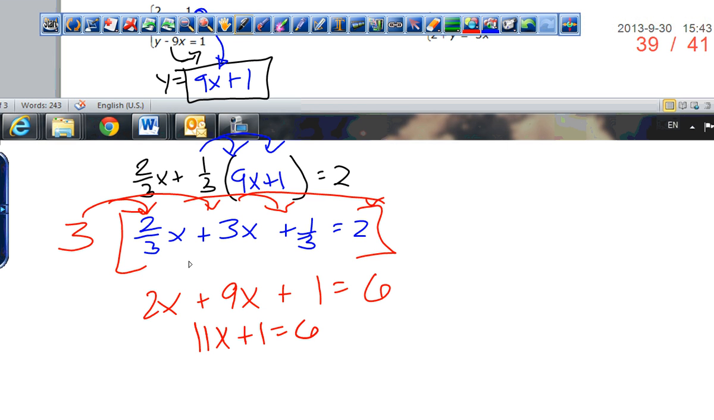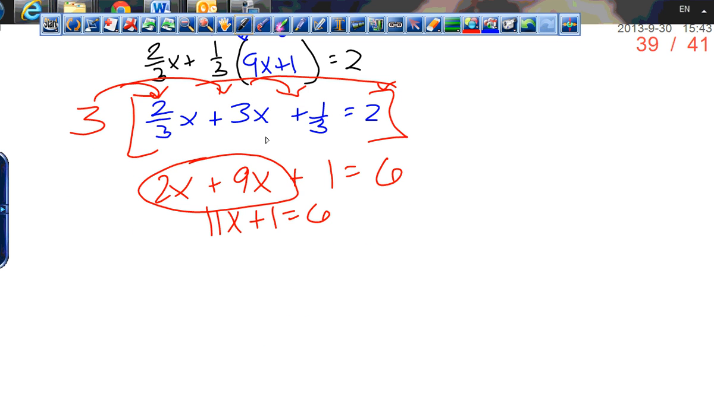So you add those together? Yeah, like terms. Move 1 over. So you subtract 1? So 11x equals 5? Yep. And then you divide by 11? Yep.